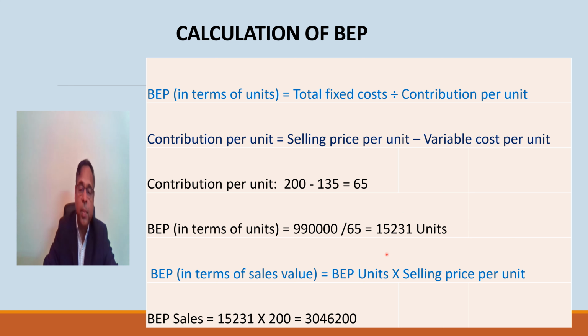If you want to calculate break-even point in terms of sales revenue, you can easily calculate by adopting this formula. Break-even point in terms of sales value is equal to BEP units into selling price per unit. So BEP units is already calculated here. So 15,231 units into selling price per unit, that is already given in the question. So therefore, this is the total break-even points in terms of sales value.